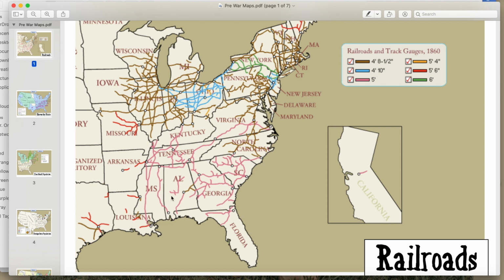Advantage for the South, you notice that these are almost all pink, so they're all 5-inch track gauges, which means trains can go from one place to the next place, where here, the blue, they're 4 feet 10 inches, they can only go so far, and then they're going to have to unload everything and load it onto something else. So it's a little more time consuming to move things around. There are more railroads in the North. That's a benefit for them. Benefit for the South, almost all the railroads are on the same gauge, meaning that one train could run through all of them without having to get on a different train.